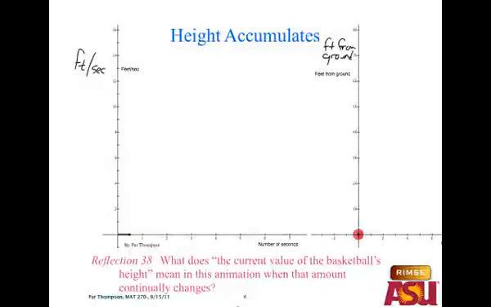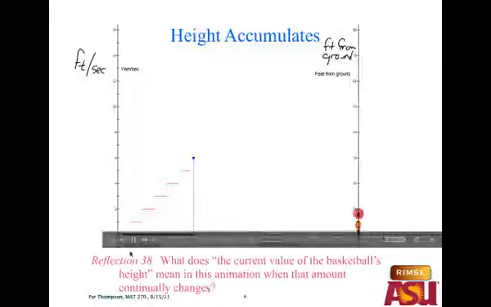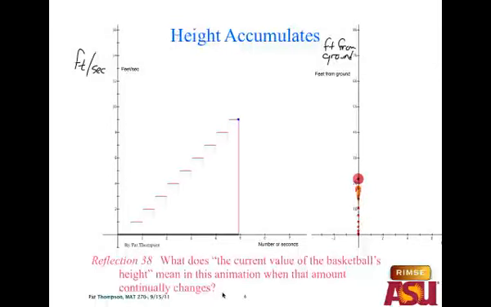So whatever its height above the ground is when we pause time, for instance, boom, I just paused time at 4.9 seconds. So the current value of the height, you estimate is? Yeah, 21, 22, something like that. That's the current value of the height for a current value of time.